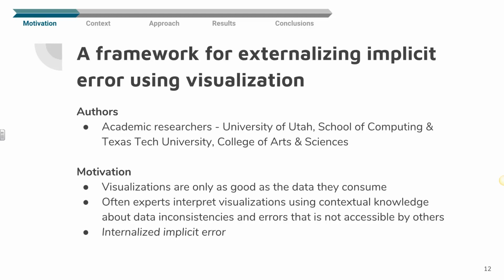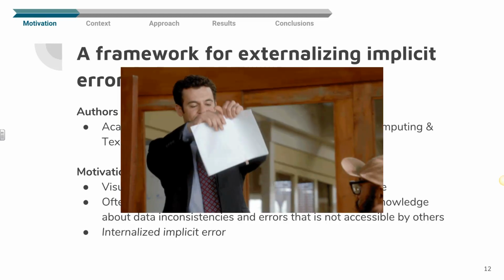So like I said, I was excited about this paper because of the motivation and how useful it could be for my research. But after I started reading it, I felt like this.